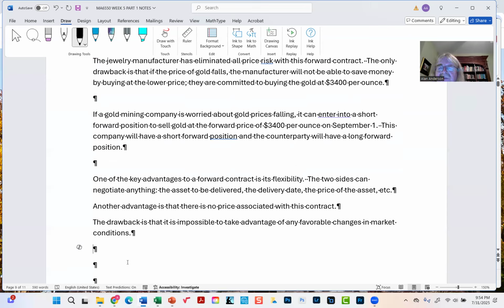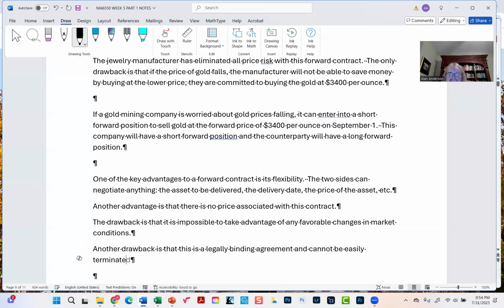Now, because these are private arrangements, though, you can't actually sell your contract to somebody else if you change your mind. So another drawback is that this is a legally binding agreement and cannot be easily terminated, let's say. In other words, if I suddenly realize, hey, I don't really need that much gold, well, I'm committing myself to buying it. Unless the counterparty is agreeable and we decide to put an end to the contract, that's it. We have to go through with it. So there's good things and bad things about this.